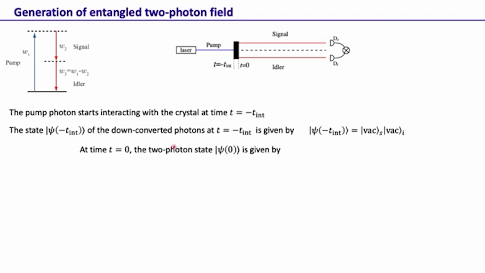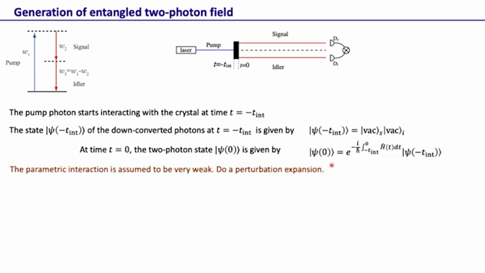Now at time t equal to 0, the 2 photon state is given by this, where this is the initial state, that is a vacuum, and that becomes the final state, and this we can calculate by this evolution equation. Now here I should note that these are the vacuum signal and vacuum idler mode. Of course I'm not putting any other label because all these frequencies are possible, and at the end of the interaction one obtains this state.